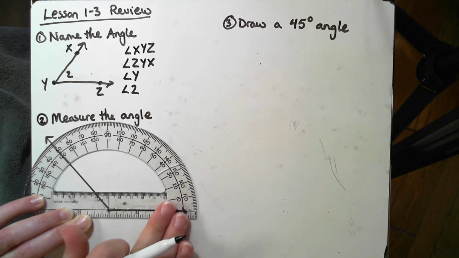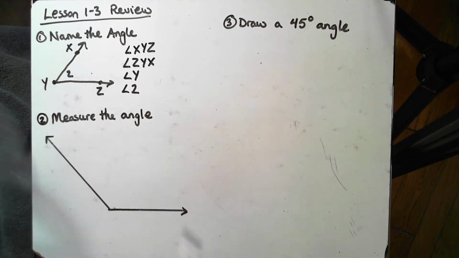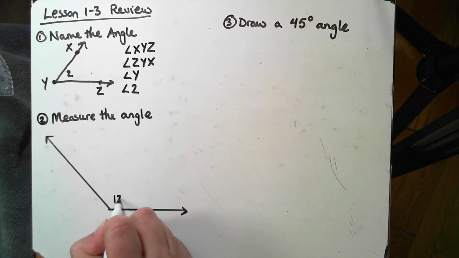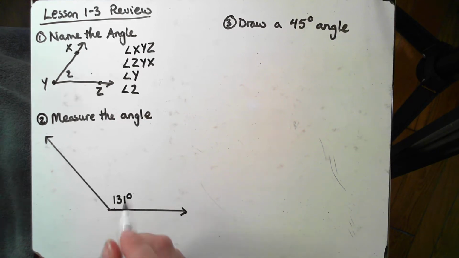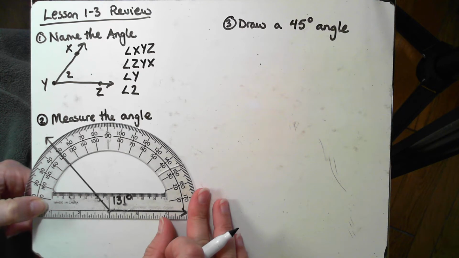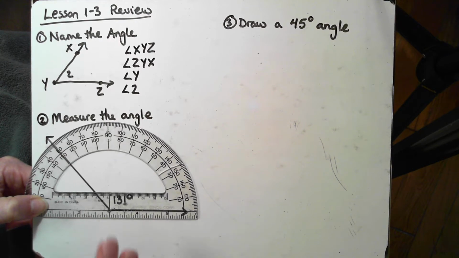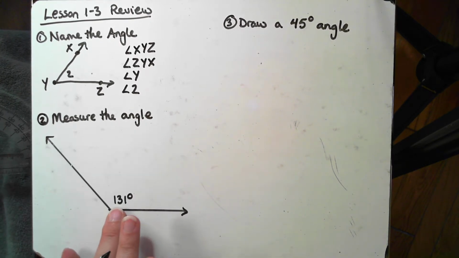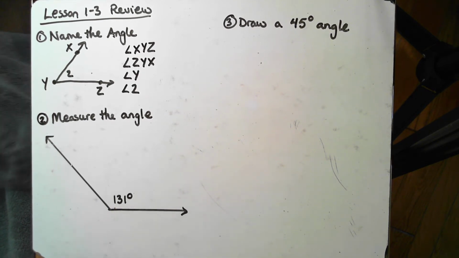Okay, so always count up and make sure that if the angle is obtuse, which this one is, that you get an obtuse angle measure when you measure it. So many people use the wrong numbers along the outside of their protractor. They don't count up and they would tell me that this is a 49-degree angle. That's not right because this is an obtuse angle, so my measurement needs to represent an obtuse angle. 131 is an obtuse measurement.